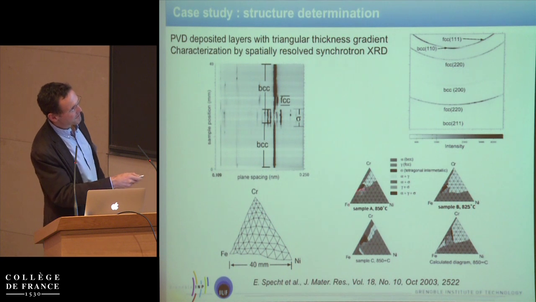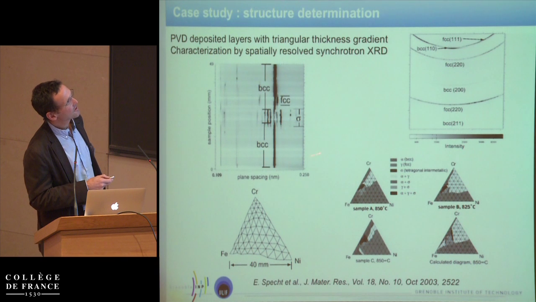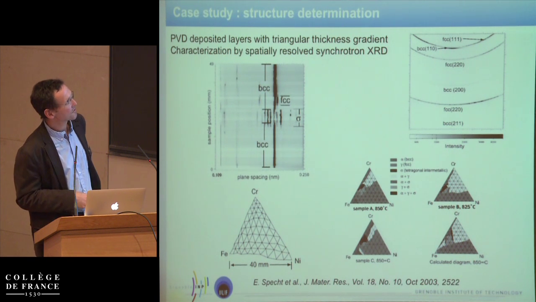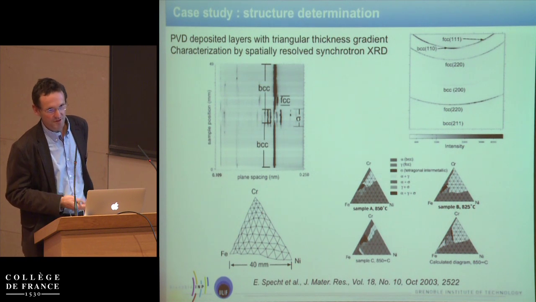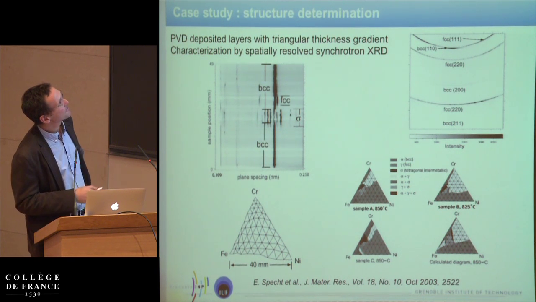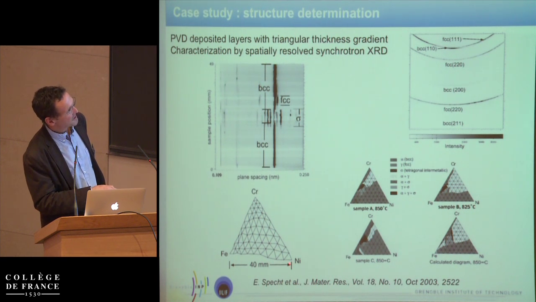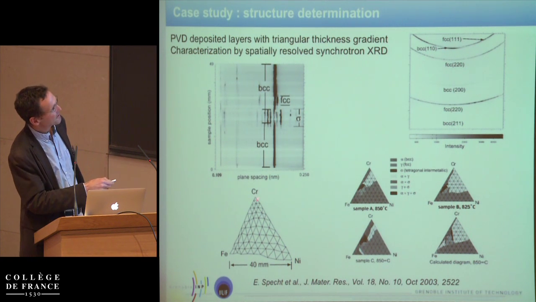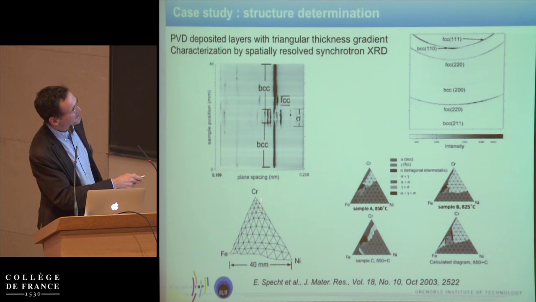Okay, this may be a bit coming back to determining phase diagrams, but just to show the possibility of using X-ray diffraction to map the space of phase structures obtained by diffusion couples. And so here it was a triangle thickness gradient of chromium, iron, nickel deposited by PVD. And then, so it's almost a nice triangle.